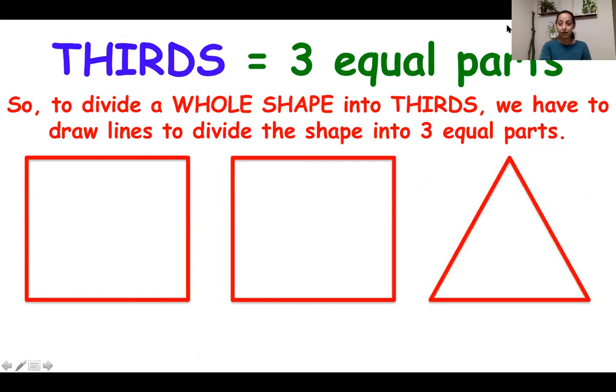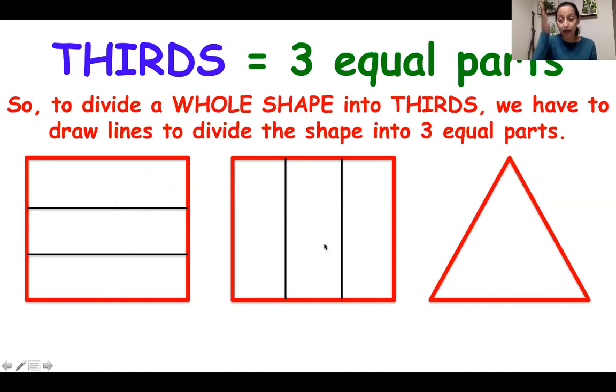Let's explore thirds. Thirds are 3 equal parts. So if we want to divide any whole shape into thirds, we have to divide it into 3 equal parts. So let me show you some ways we can do that. In this first square, I'm going to make 2 side to side or horizontal lines. That makes 3 equal parts or 3 thirds. 1/3, 2/3, 3/3. There are 3 thirds here in the square. Or I can make 2 vertical up and down lines. That also makes 3 equal parts or 3 thirds.